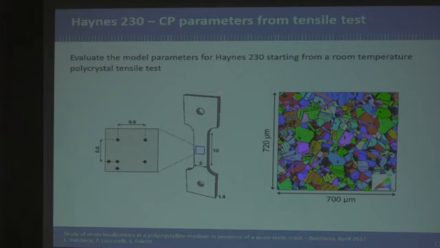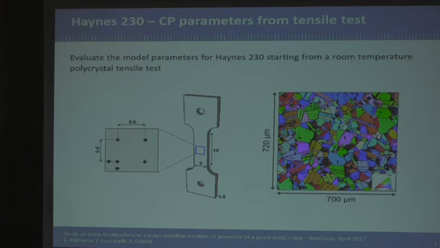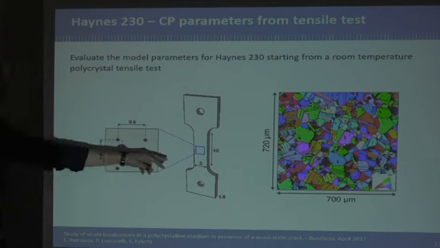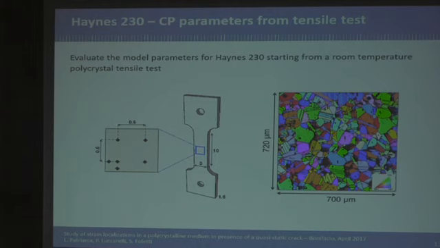Initially we cut one small dog bone sample for a simple tensile experiment, because we need, as I said, to calculate the material properties. How did we prepare this sample? We basically polished one surface to reach the quality required for EBSD measurements, and we marked a specific area with Vickers indentation markers. The dimension of this area accounts for different requirements.